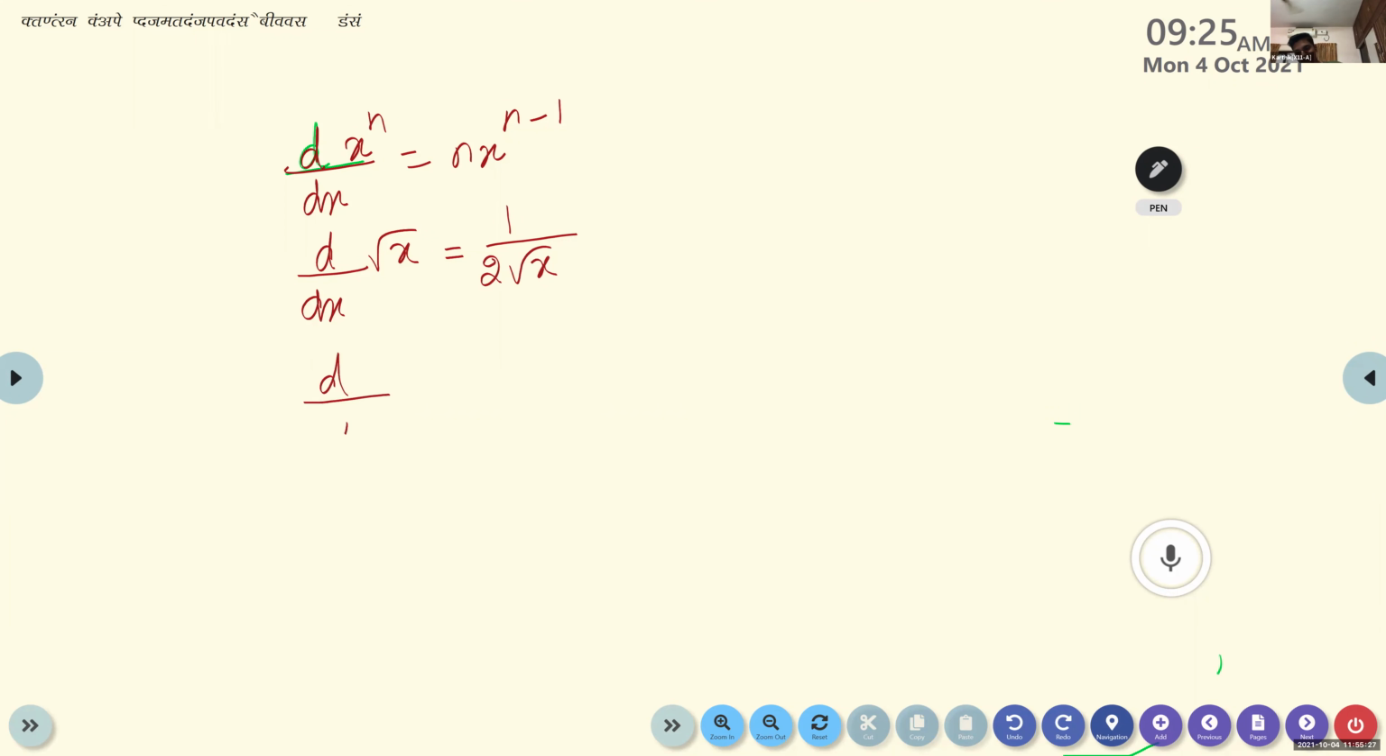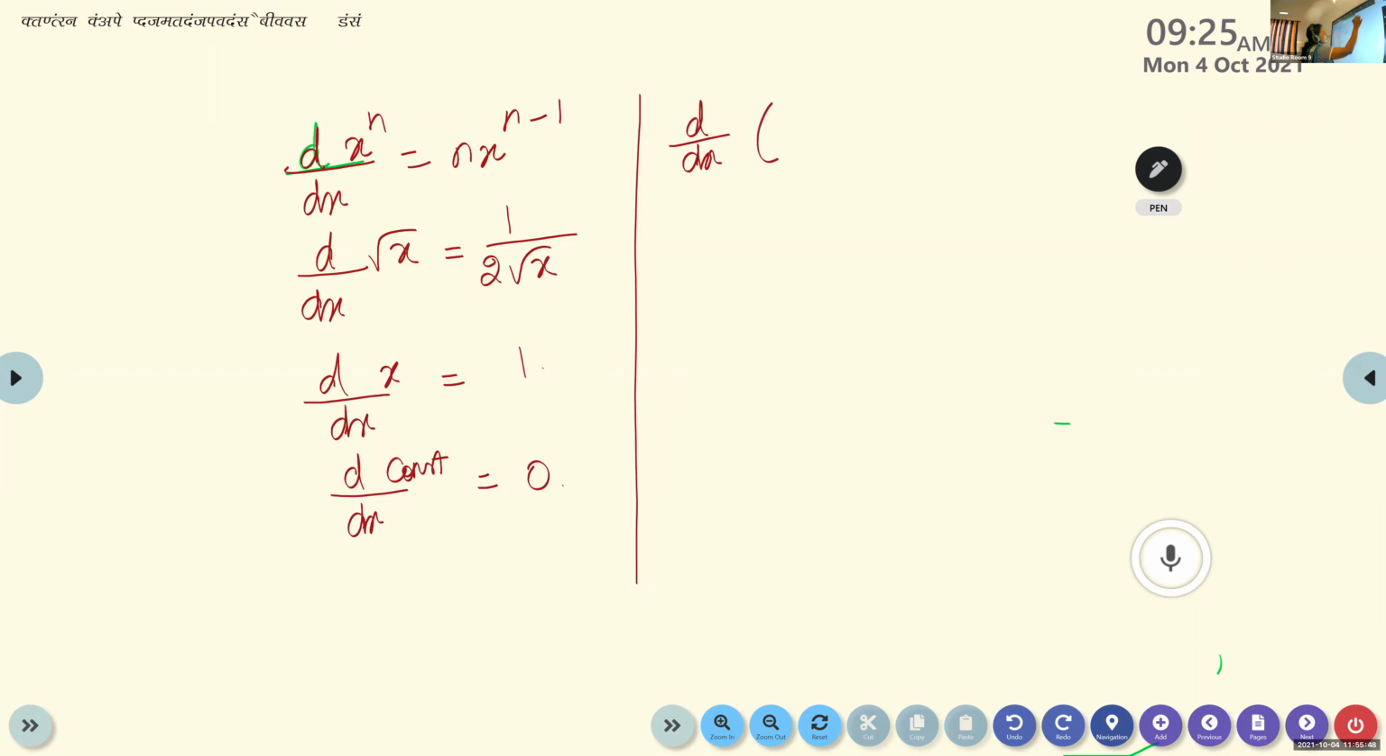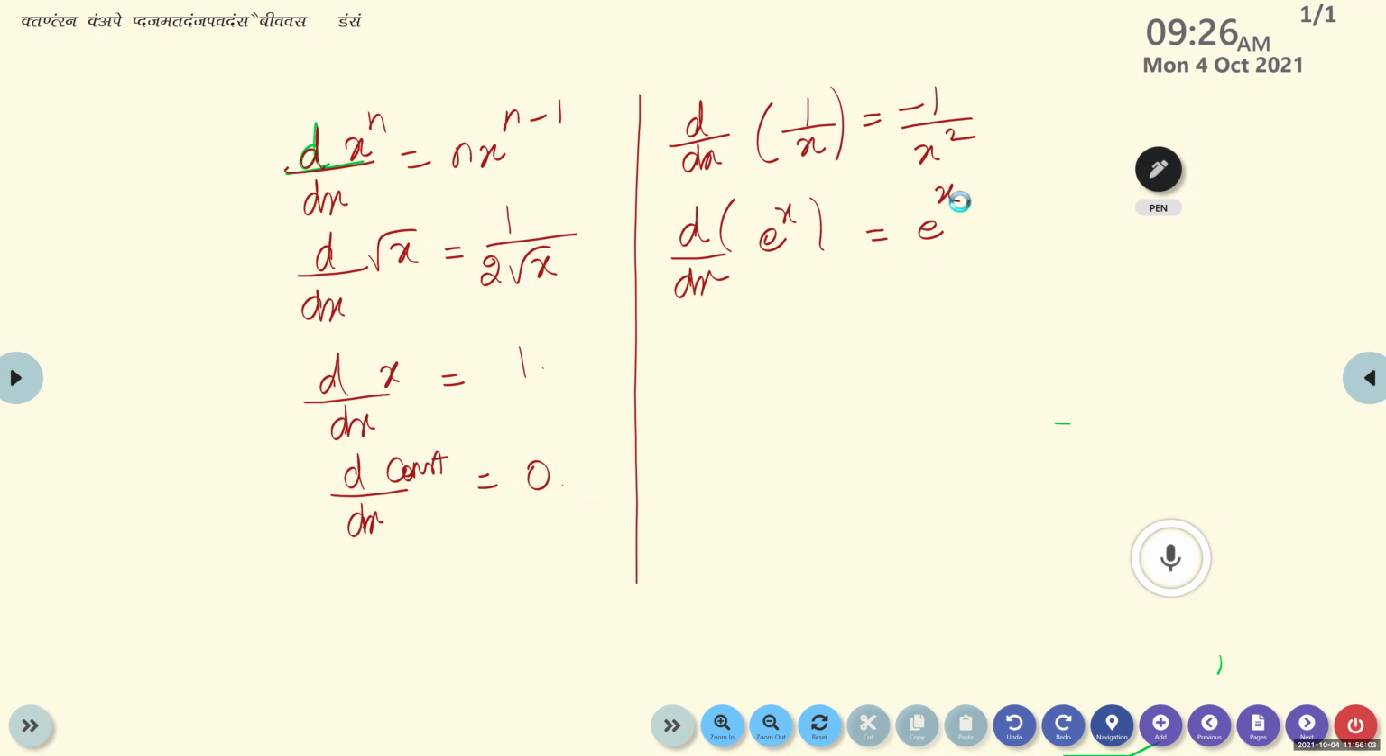What is derivative of x, Anila Mohanan? 1. And what is derivative of constant? No x term means derivative of constant is 0, isn't it? What is derivative of 1 by x? Derivative of 1 by x is minus 1 by x square. Derivative of e raised to x. Aparna, e raised to x derivative is? e raised to x.